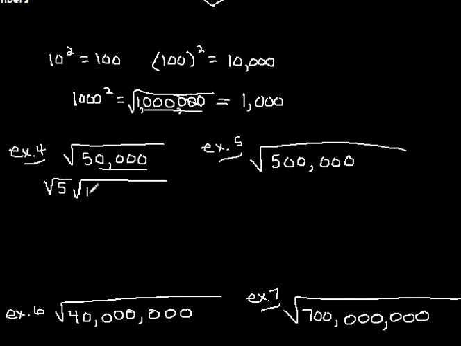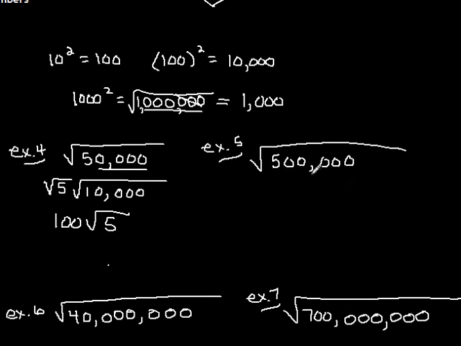So 5 times 10,000 will give you 50,000. Once you get this part, I told you if you have an even number of zeros, the square root of that is half the number of zeros. So it's going to be 100, because that's 2 zeros instead of 4. And then this can't be simplified, square root of 5.